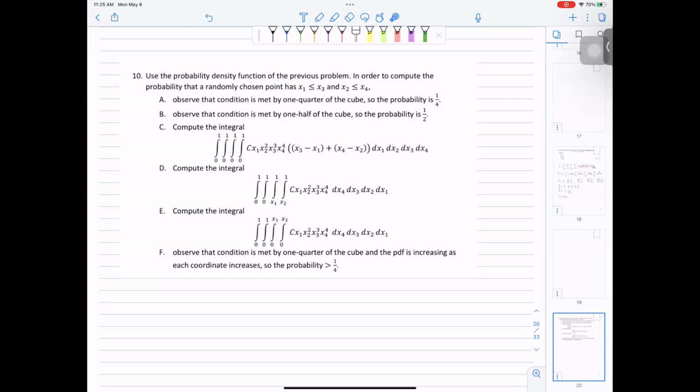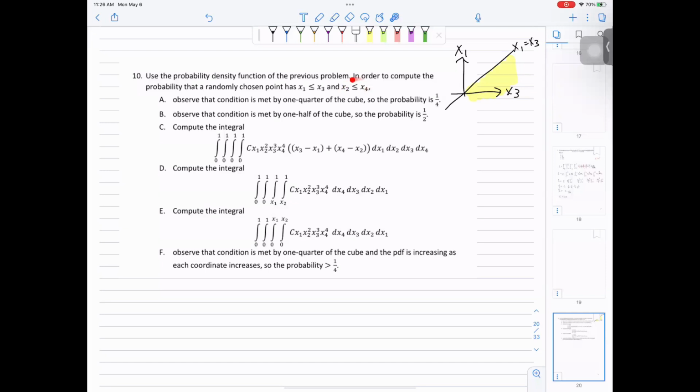Okay, first of all, observe that the condition is met by 1/4 of the cube. Think of this x1, x3 as some diagonal. Something over here is also happening on a diagonal. If I only wanted to draw the x1, x3 coordinates, x1 less than or equal to x3, let me switch the axes. Let me make this 1 and 3. This is the line x1 equals x3. Think of if I just wrote y equals x, y less than or equal to x. But in this case, I have x1 less than or equal to x3. So that's this part.